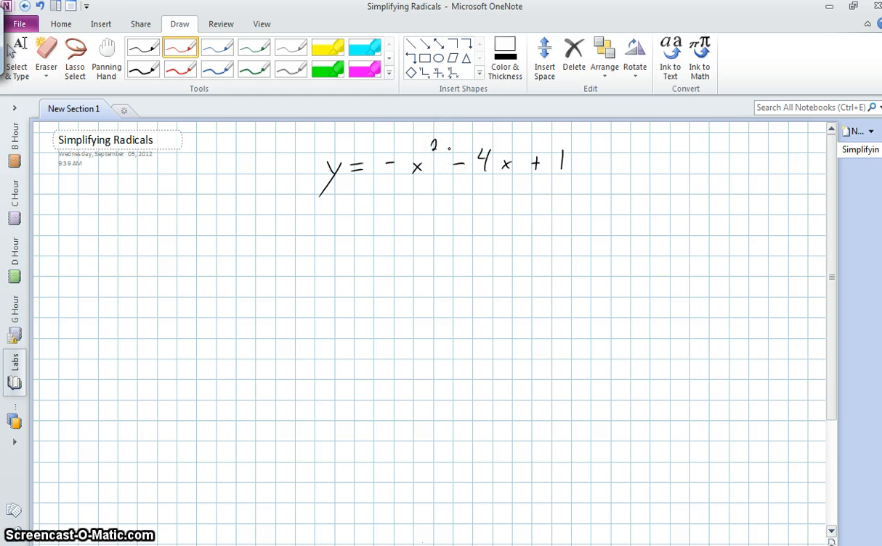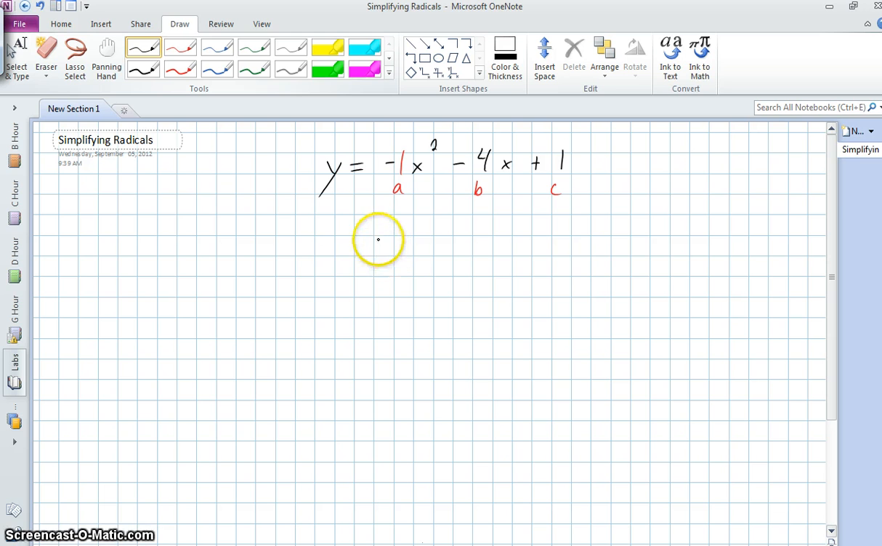Now, the next thing I'm going to show you is some letters here: A, B, C. We use these letters to designate the numbers in front of your variables. So A would be this understood negative 1. B is going to be the negative 4, and C is the number 1, by itself. So we have 3 letters, and we're going to use these to solve our equation.